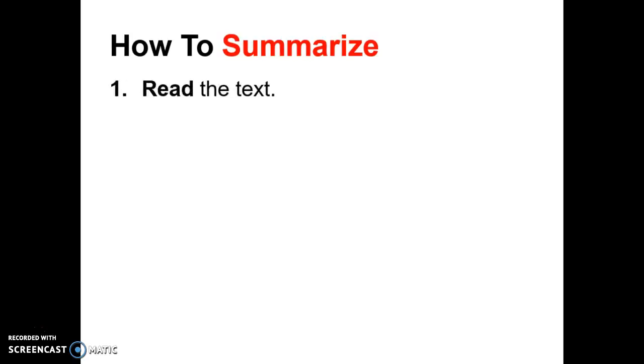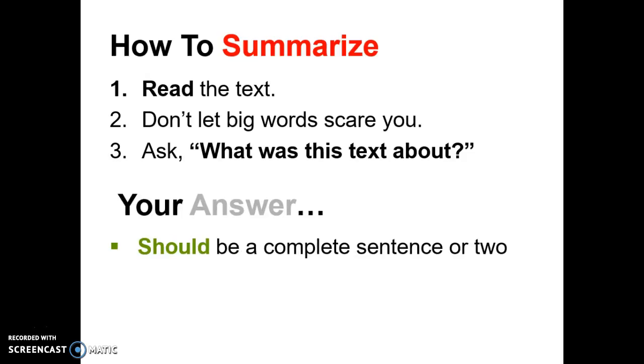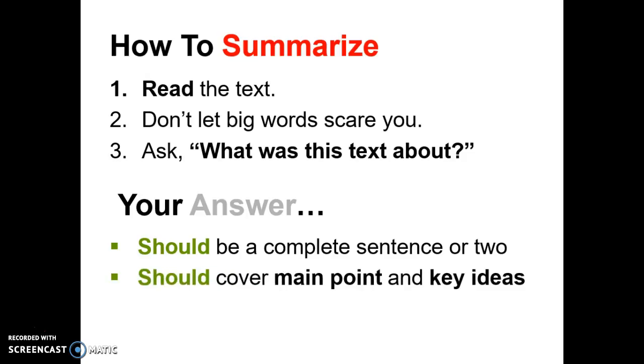How to summarize. You're going to read the text. Don't let big words scare you. You know how we do with big words. We annotate them, we circle them, and if we can't figure them out, we keep going. And we ask, what is this text really about? Your answer should be a complete sentence or two. It should cover the main point and key ideas, all of which should be supported by the text. And it should be in your own words.